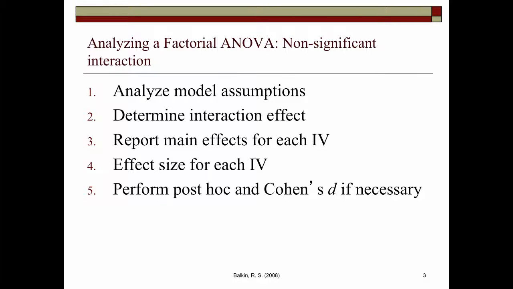So, if you'd like to look at these just kind of listed, what we're going to do for a non-significant interaction: analyze model assumptions, determine the interaction effect, report the main effects for each IV, look at the effect size for each IV, and then if there's any significant main effects, we have to do post hoc analyses if there's 3 or more levels of an independent variable.